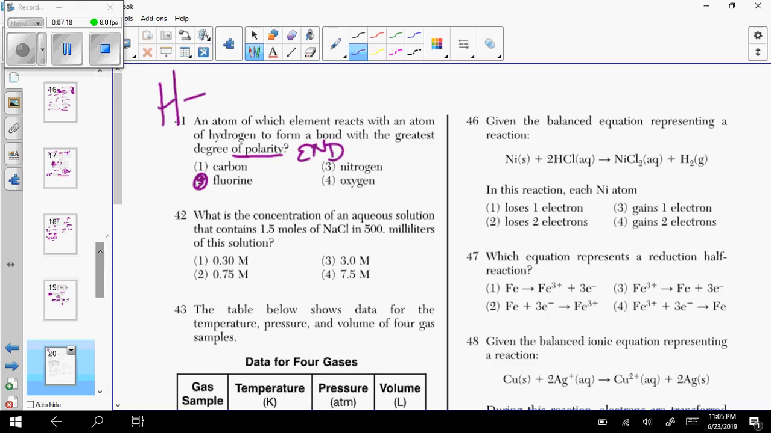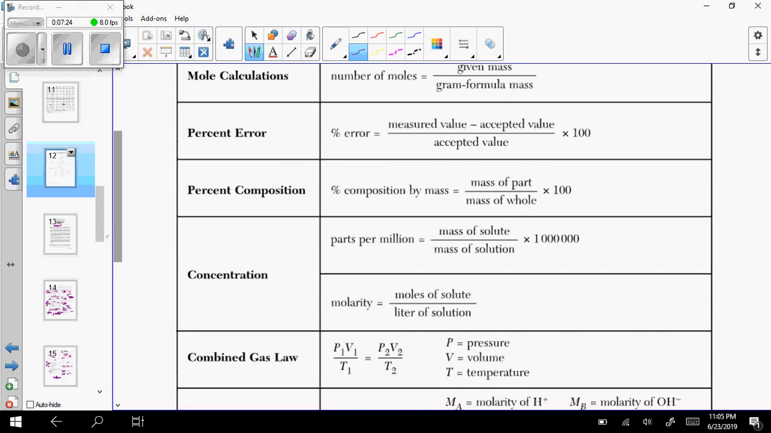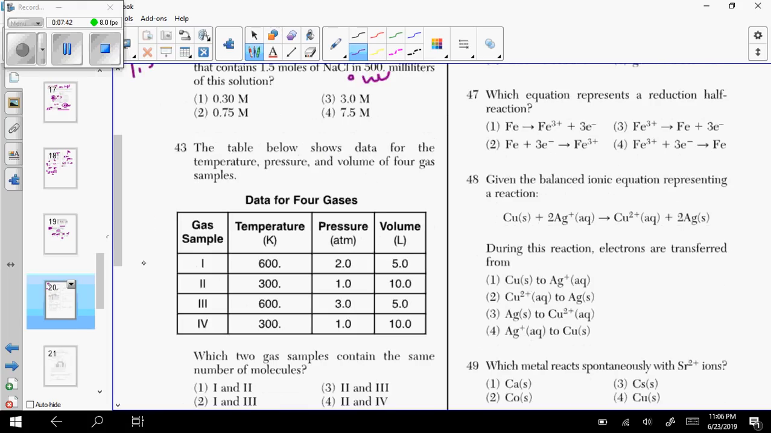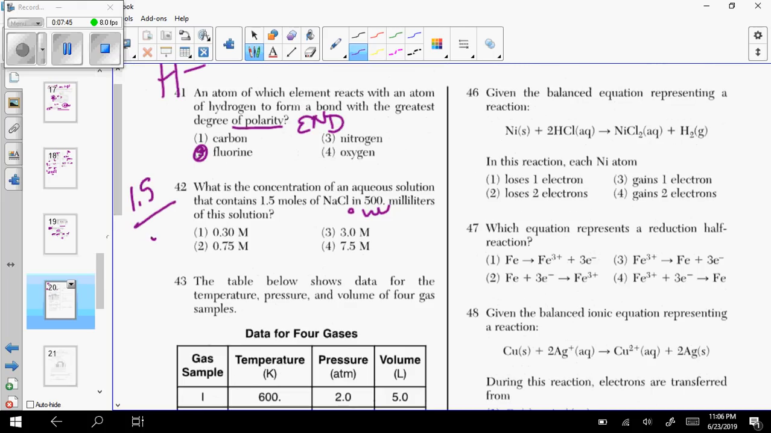What is the concentration of an aqueous solution that contains 1.5 moles of NaCl in 500 milliliters of solution? Okay, so first let's look for our formula. So here's table T. Molarity is equal to moles of solute per liters of solution. All right, so we go back down here. I have 1.5 moles, and then this is milliliters. So to convert it, I have to go 1, 2, 3 decimal places. So that's 0.5 liters of solution. So 1.5 divided by 0.5 is going to give me 3. So it's a 3 molar solution.